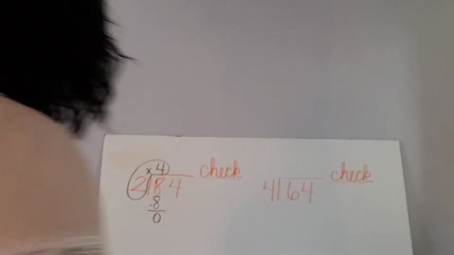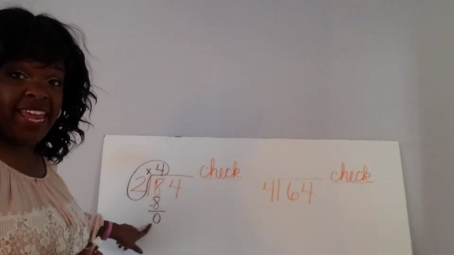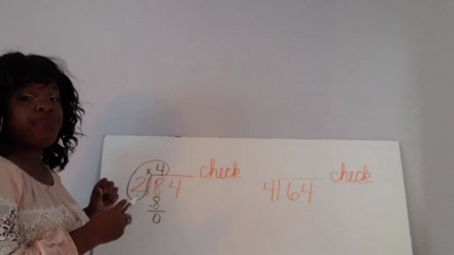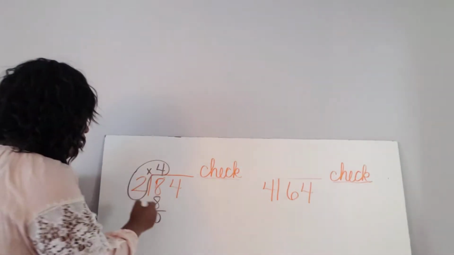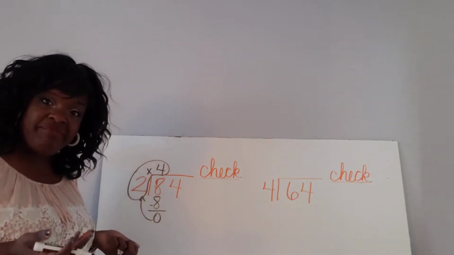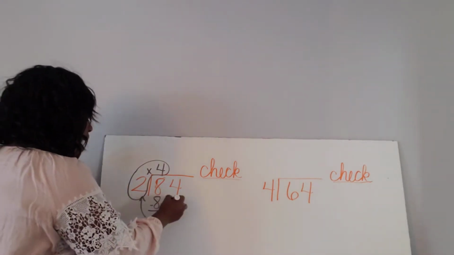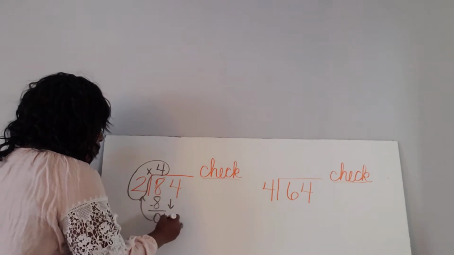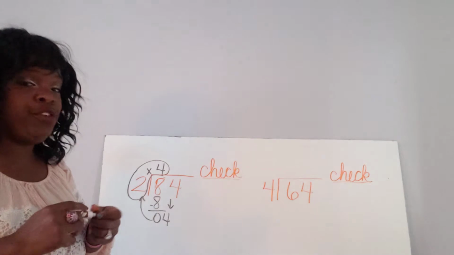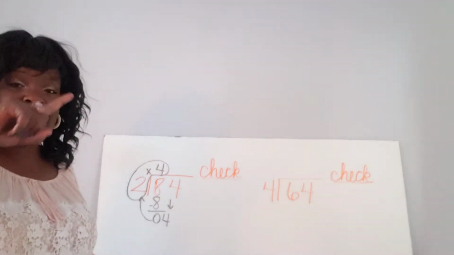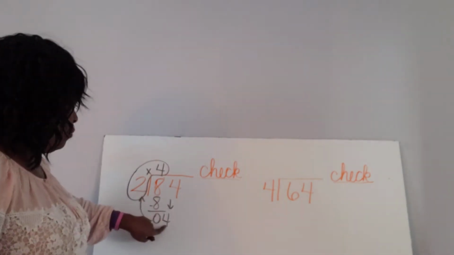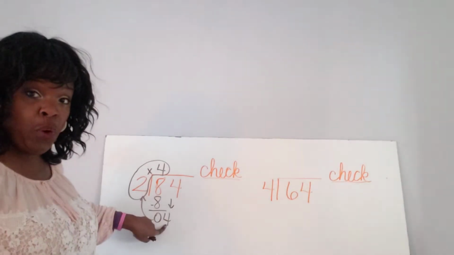Okay, so then we subtract. 8 minus 8 equals 0. After I subtract, I have to compare. I have to compare it to make sure that 0 is less than 2. Is it? Sure is. And then I bring down my 4. Now I have to go back and do my steps all over again. I have to divide all over again with my newest number, 4.